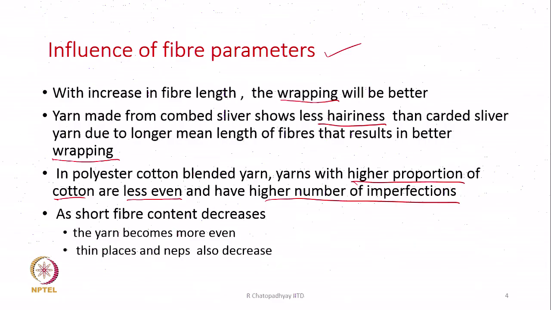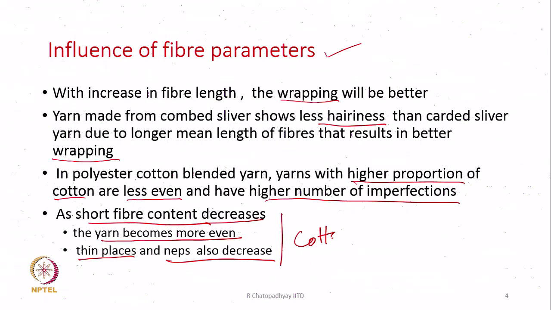The other important thing is already stated here: the short fiber content decreases. As it decreases, the yarn becomes more even and thin places and neps also decrease. So, this is all in the context of cotton or a blend which contains cotton. It could be a cotton polyester blend, a cotton viscose blend, or a cotton modal blend. So, any blend that contains cotton and another fiber, which could be either synthetic fibers or regenerated cellulosic fibers.